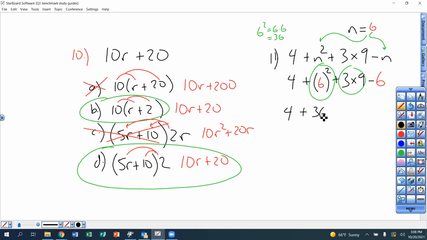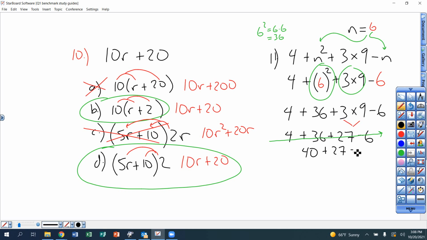4 plus 36 plus 3 times 9 minus 6. Now do not add left to right yet. Do this part right here. Gives you 4 plus 36 plus 27 right there. Do that first. Now that it's all add, subtract, left to right, this gives me 40. This gives me 67. And that take away 6 gives me 61. The last word is dog.